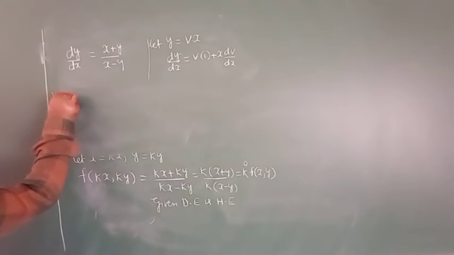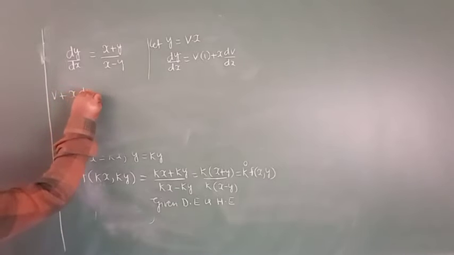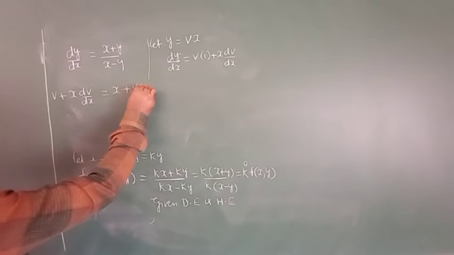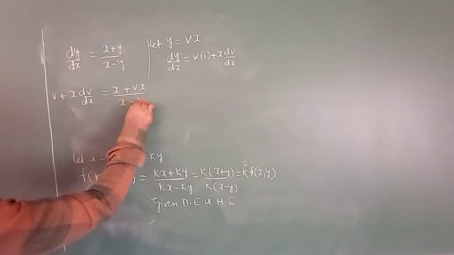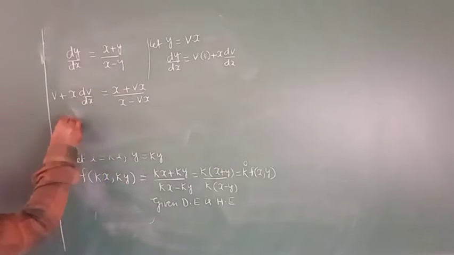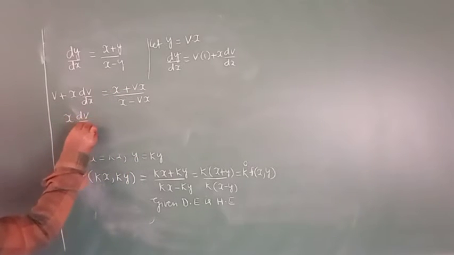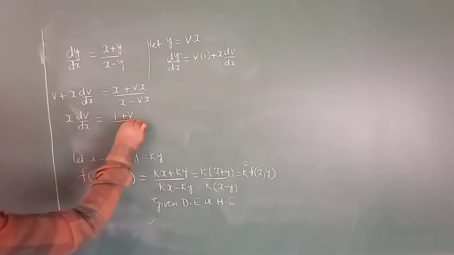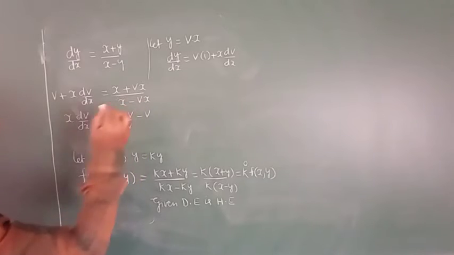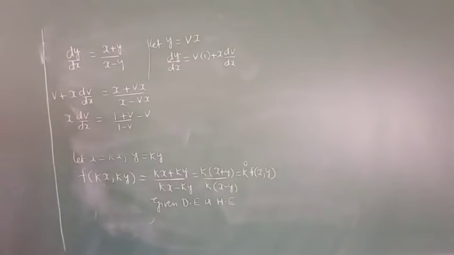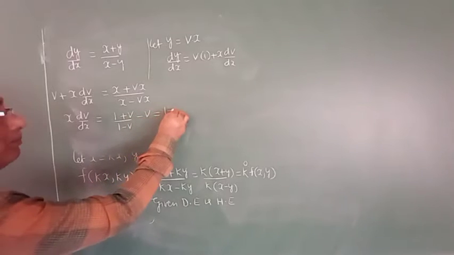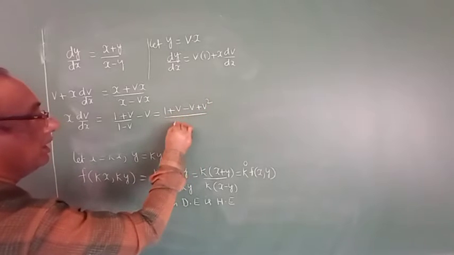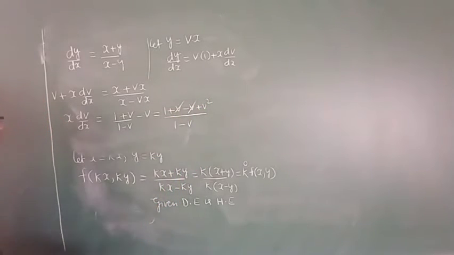Place v into x, dv by dx is equal to x, y place is vx by x, y place is vx, x is common and write down. x into dv by dx is equal to x common and cancel, (1 plus v) by (1 minus v) plus v, bring the minus v, take LCM. 1 plus v minus v plus v square by 1 minus v, cancel.